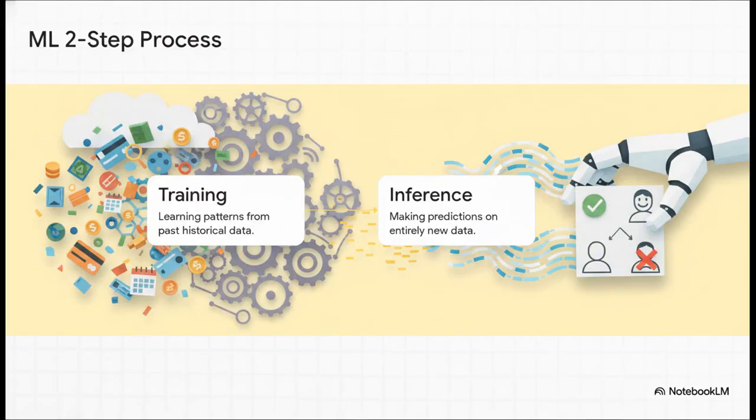Because it writes its own rules, every machine learning algorithm follows a strict two-step dance. Step 1 is training. The machine analyzes historical data, like past applicants' credit scores and salaries, to detect hidden patterns and build a working model. Then comes step 2, inference. This is when that trained model is put out into the real world to make predictions on entirely new data, deciding instantly if a new applicant should be accepted or rejected.